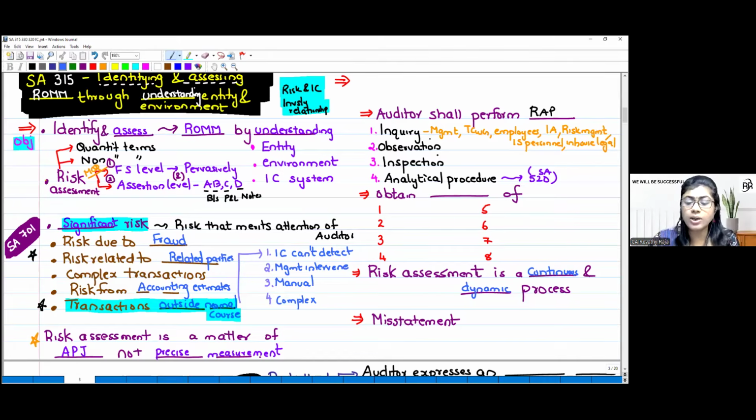Okay, one MCQ which was asked in the exam. RAP doesn't include which of the following options? A, B, C, D. Select the answer. A. Enquiry with the management, enquiry with external counsel, comparison, observation. Very good. Answer is B. RAP doesn't include enquiry with the external.